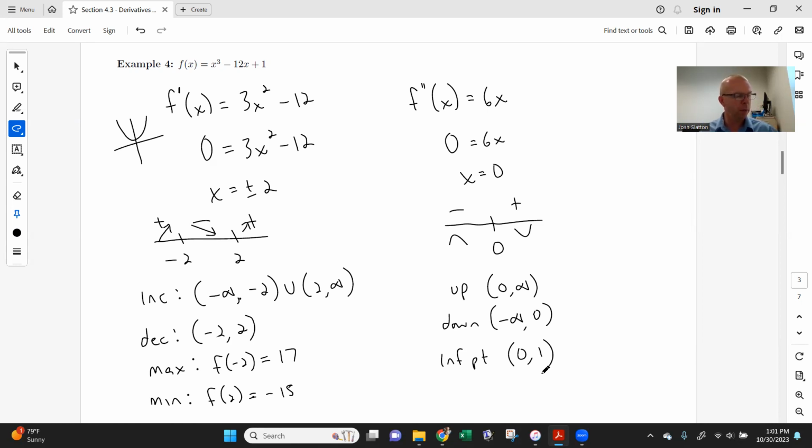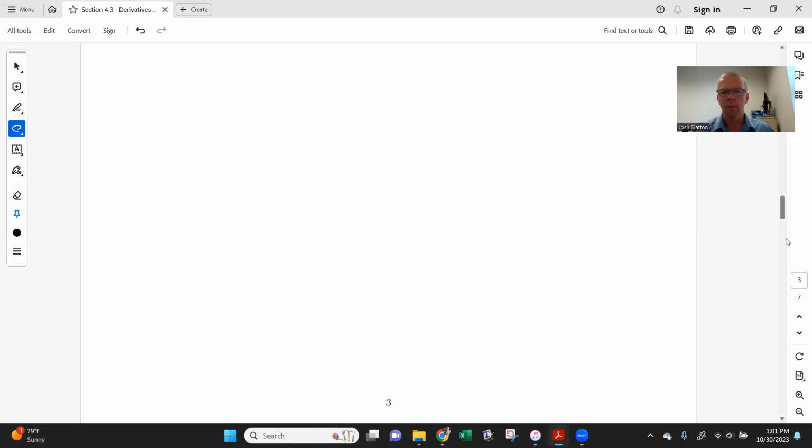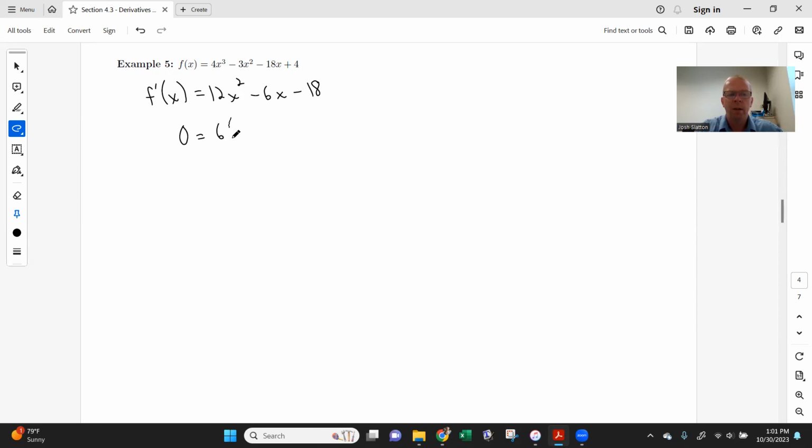All right, I think one more, and that will be good for the polynomials. So another cubic, and so let's take the derivative. We're going to do the same thing that we've been doing. So we have 12x squared minus 6x minus 18. Set it equal to 0, and we can factor out a 6. So we have 2x squared minus x minus 3.